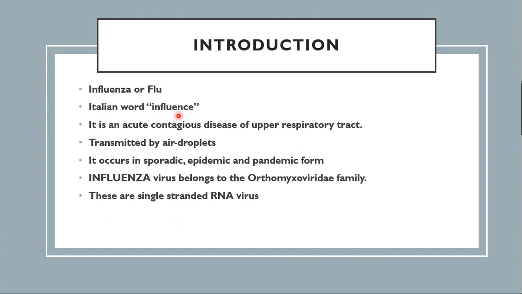At one time, it was thought to be caused by a bacterium called Haemophilus influenzae. Later on, it was discovered that it's not the bacteria, it's all because of the virus, and that's why it was named influenza. And this is going to occur either as a sporadic or epidemic and pandemic form. Influenza virus belongs to the family Orthomyxoviridae. The name orthomyxovirus refers to the affinity of the virus to mucins.